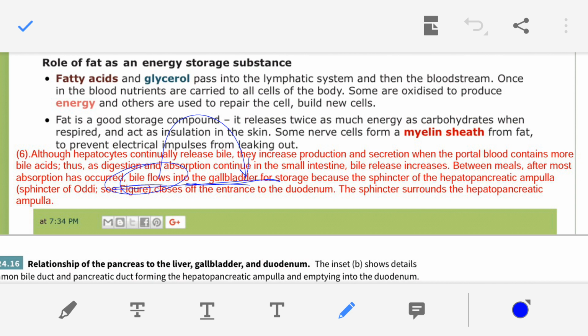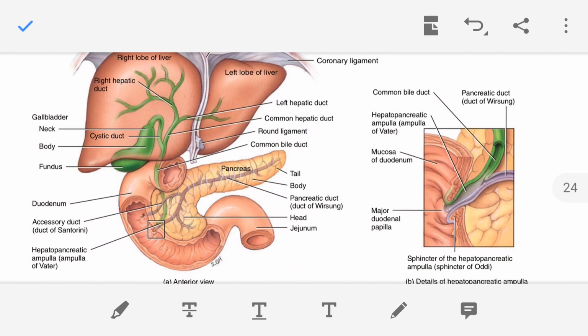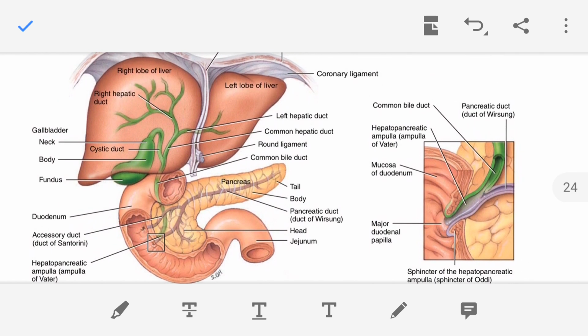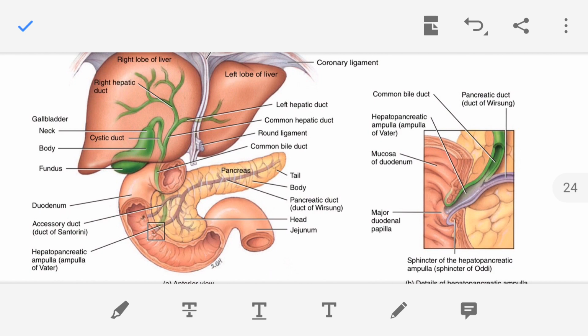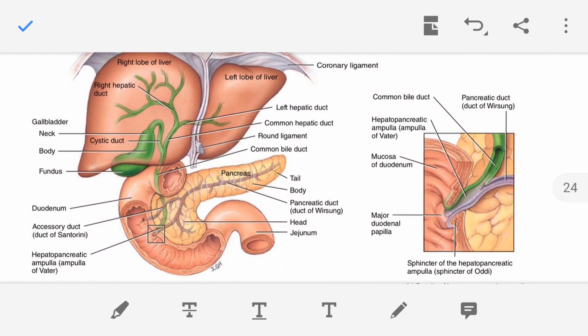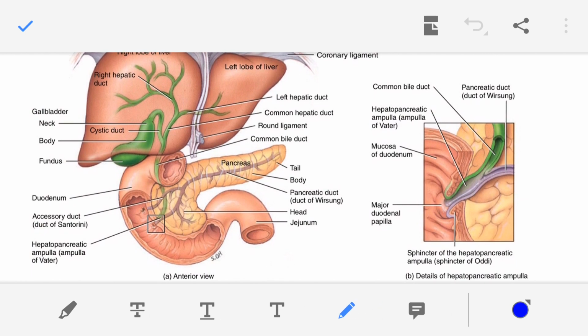So now the sphincter. See, during our meal, when the digestion is over and most of the absorption is over, during that time, let's say in the afternoon or early evening, there is no requirement of bile.